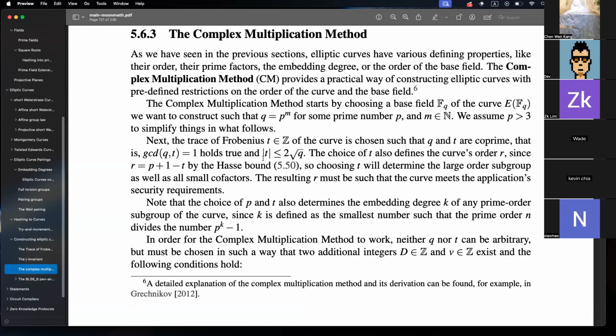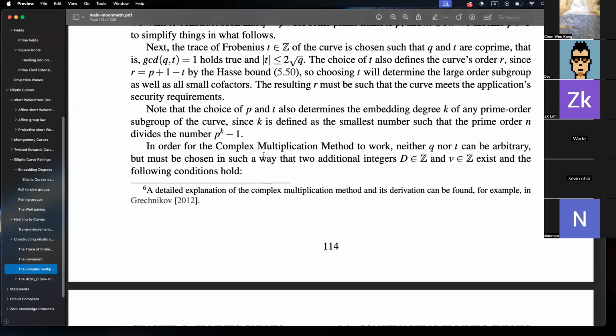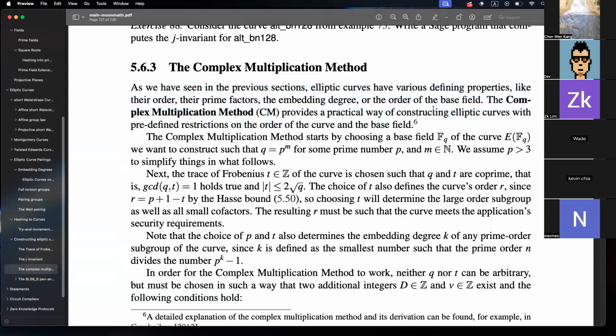I haven't really gone through this myself, but this is essentially a way for you to create an elliptic curve. So you might want to do this when you want certain properties for your curve. I'm not exactly sure which of the curves currently used in production are calculated via this. I don't know exactly which of them are done via this.